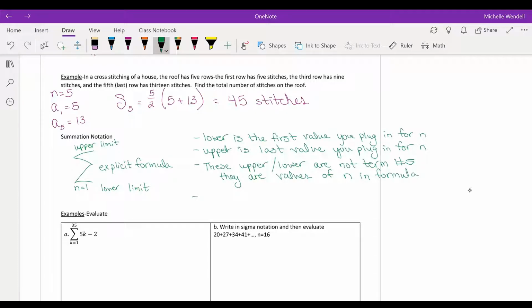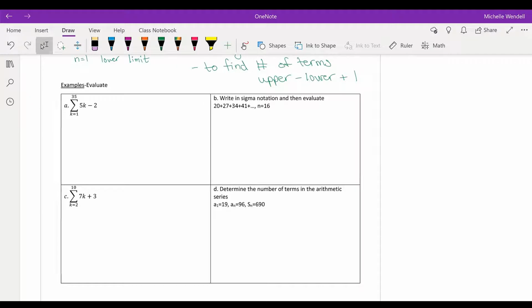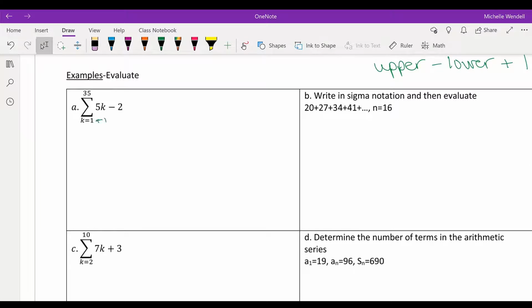And the last thing that you need to know that students also mess up often is that to find the number of terms, you're going to take the upper limit minus the lower limit and then add 1 to it. And again, in the examples that follow, you'll be able to see this. So in this first example, we have a summation notation, the sigma. We have our lower limit of k equals 1. Our upper is 35. And then we have our formula, 5k minus 2.